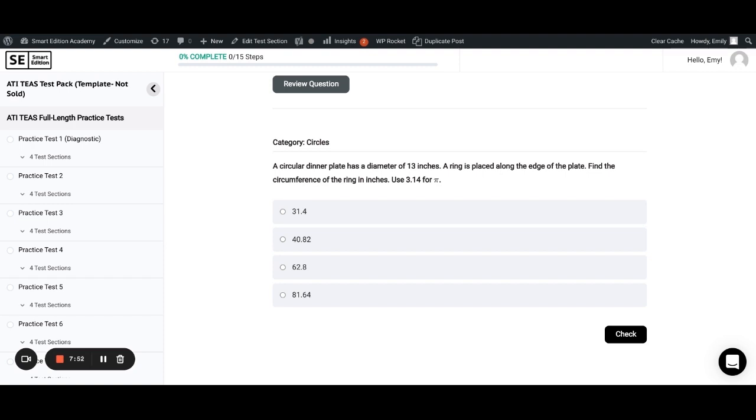Just as a refresher, the diameter, which in this case is 13 inches, is the length across the center of a circle, and circumference is the perimeter or the distance around the circle, because the radius measures only halfway across. So twice the radius equals the diameter, if that makes sense. So the correct answer for this question is B, 40.82.